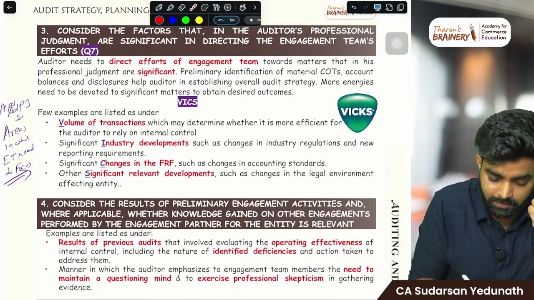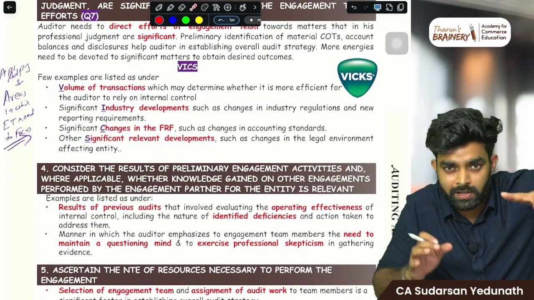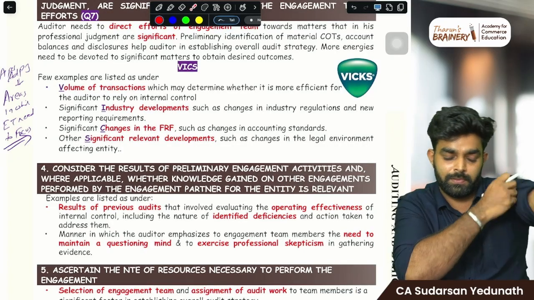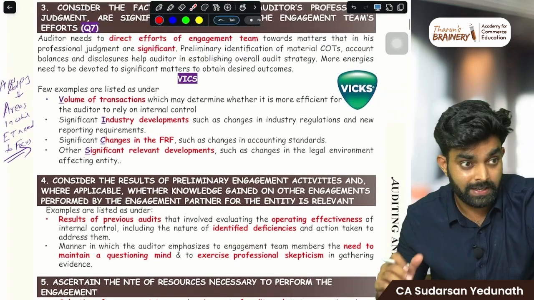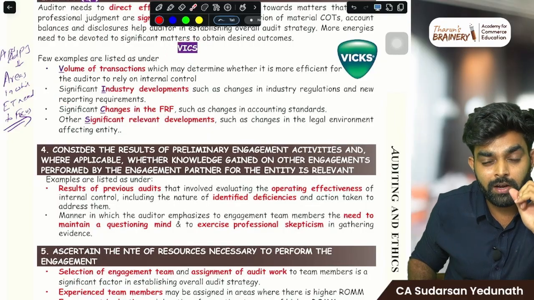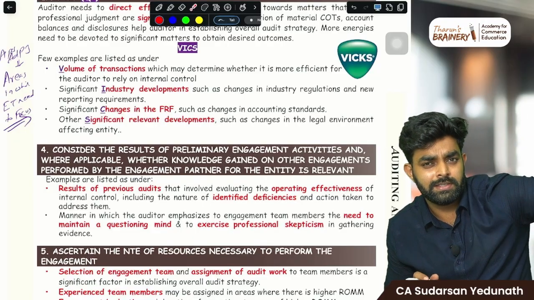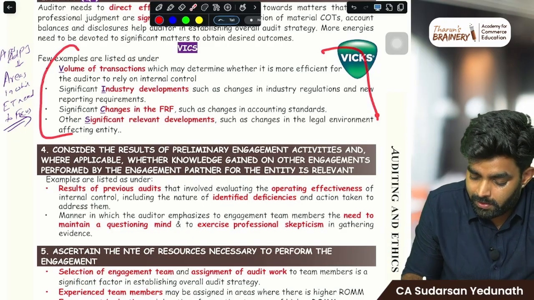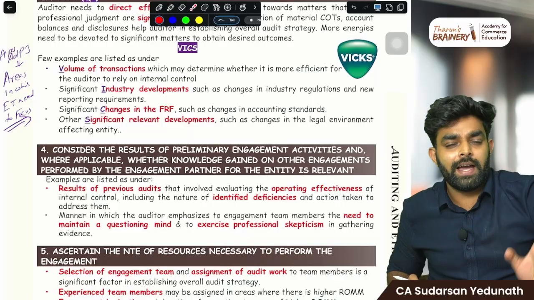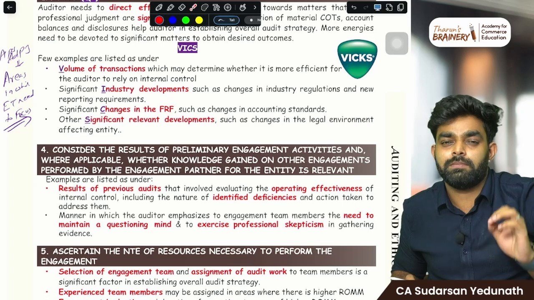volume of transactions. If there is a high volume of transactions, the auditor may determine whether it is more efficient to rely on internal control or not. Depending upon that, he will determine whether he should focus there or not. Simple, whether that is a significant factor or not. If the volume of transactions is high somewhere, there is a chance of risk in relying on internal control, so it is a risky area.